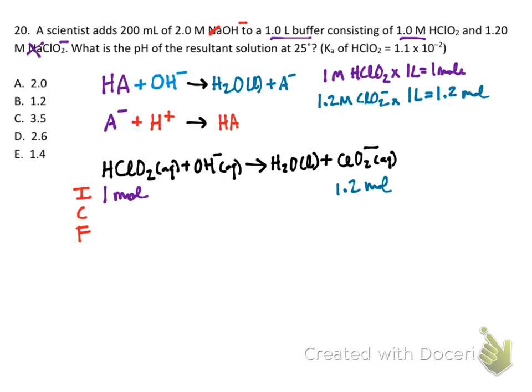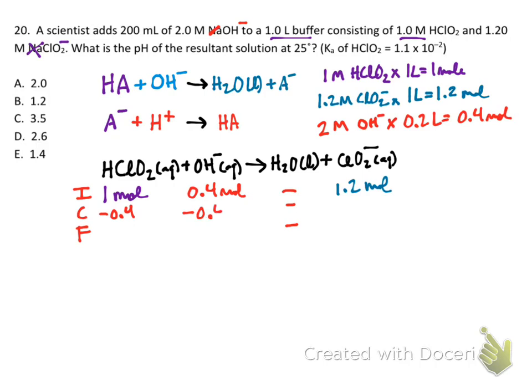Plug that into our table. And then finally for hydroxide, it's 2 molar, and it's only 200 milliliters, which is 0.2 liters, which is 0.4 mole. Okay, so we're going to plug that in. Find our limiting reagent. It is the hydroxide, so it's going to be minus 0.4 mole of that, minus 0.4 mole of that, and plus 0.4 mole for the products, which gives us 0 of the limiting reagent, 0.6 moles of the HClO2 remaining, and 1.6 mole of the ClO2 minus remaining.